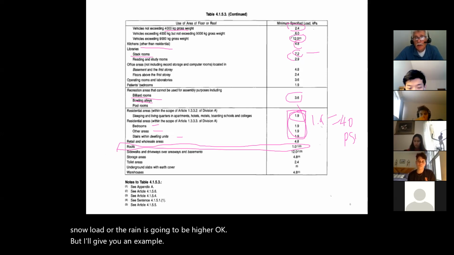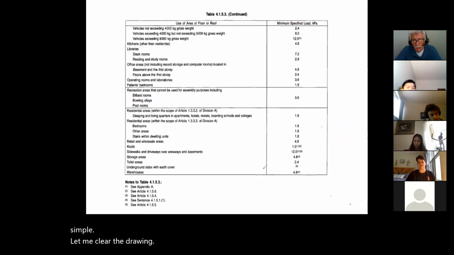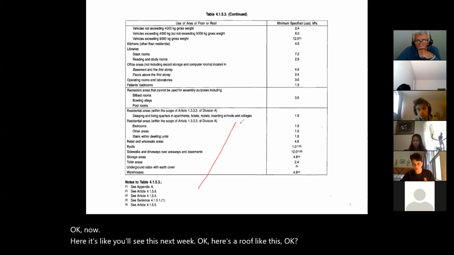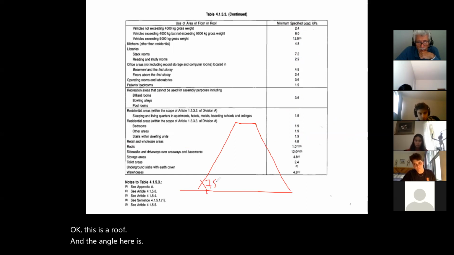Let's say, I'll give you an example. And this is going to be easy, but I'm glad you brought up the rain. So that's a good idea, but not necessarily the case. Let me give you something very simple, okay? Let me clear the drawing. Okay, now, here, you'll see this next week, okay? Here's a roof like this, okay? Okay, this is a roof. And the angle here is 75 degrees, okay?